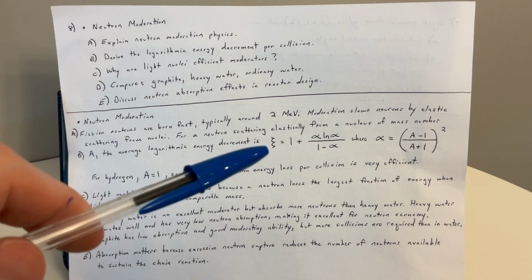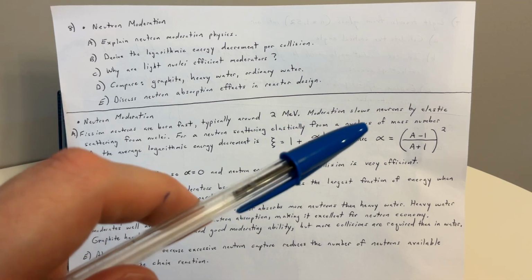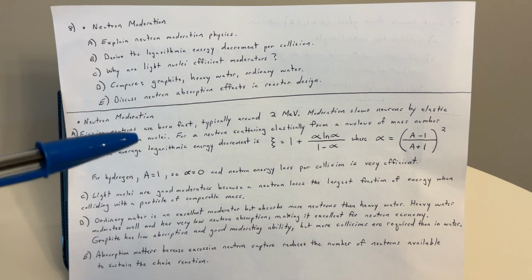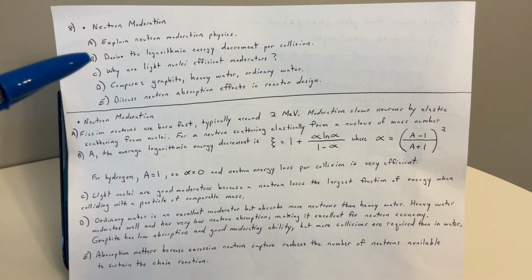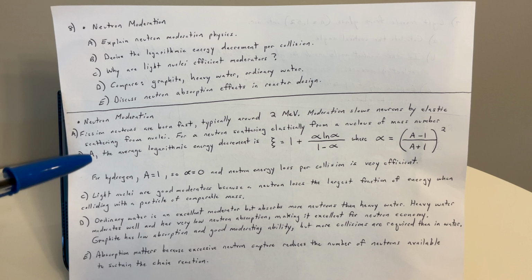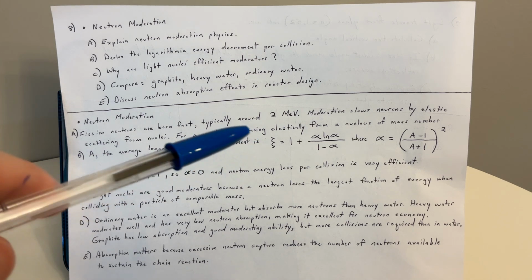For a neutron, scattering elastically from a nucleus of mass number A. Okay. Sorry about the way I read that. My apologies. For letter B, derive the logarithmic energy decrement per collision. So the average logarithmic energy decrement is here.